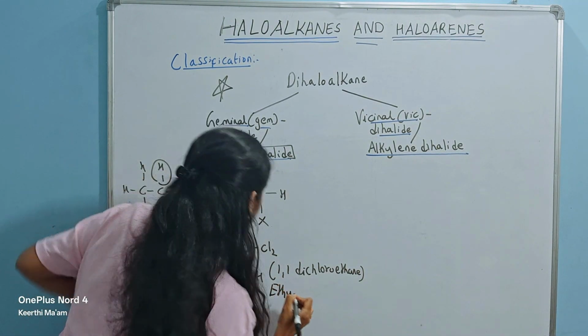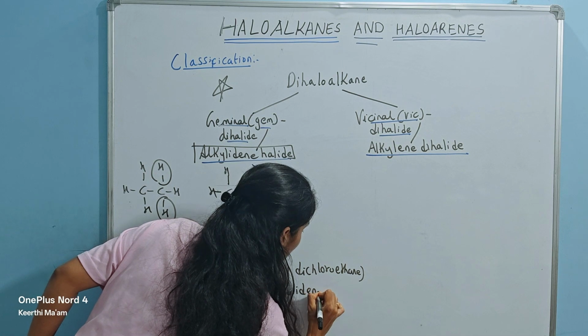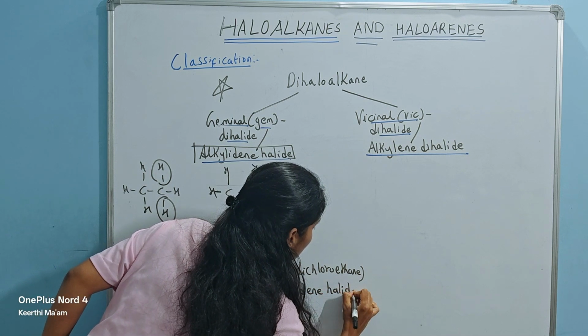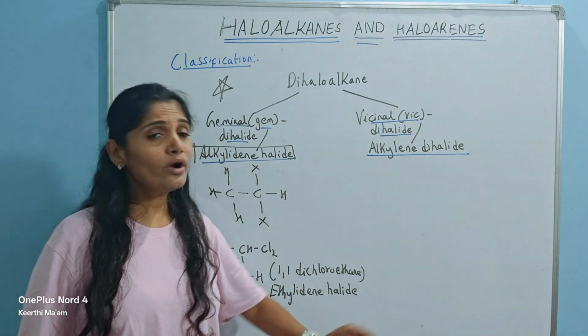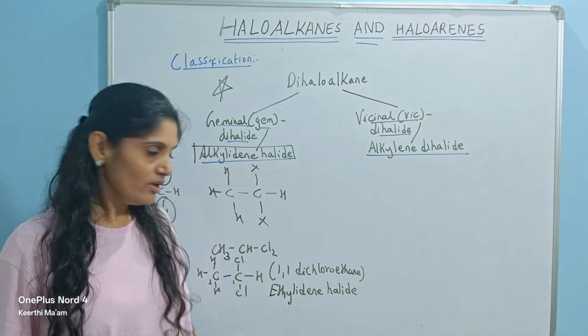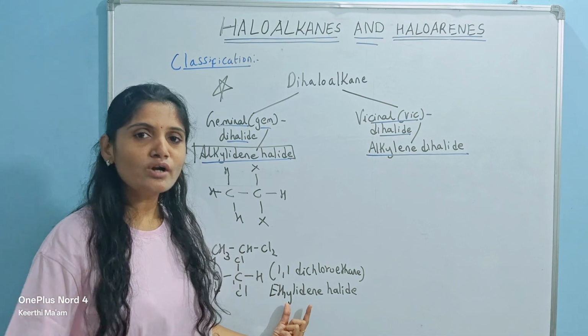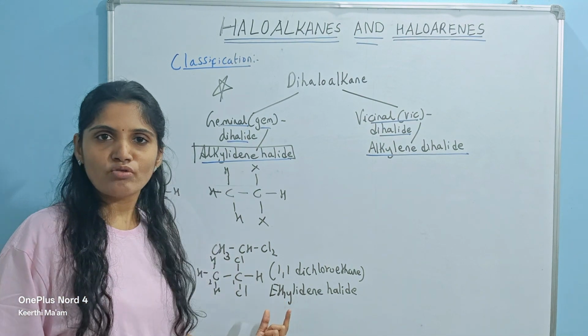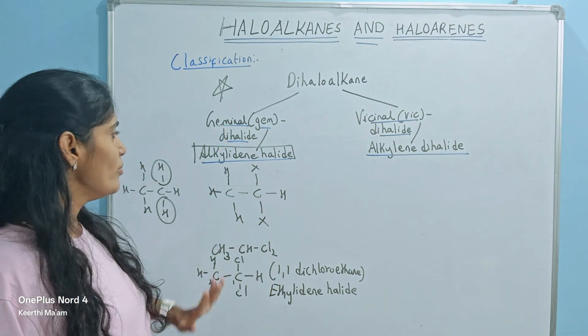Ethylidene halide. Don't write dihalide again, it is just ethylidene halide. Clear with this? When you write ethylidene, it is understood that on a single carbon I have both the halogens. So this is about your geminal dihalides.